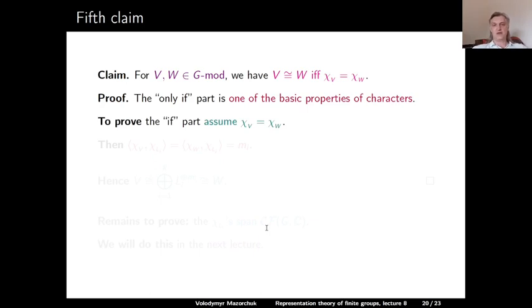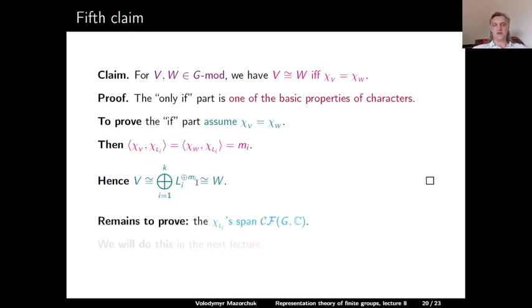So let us assume that we have two modules V and W whose characters are equal. But then if we take the scalar product of this common character with any simple module, we will get the same number, of course, mi, which means that the multiplicity of each simple module in V and W is the same. So in particular, both V and W are isomorphic to the direct sum of these simples Li with this common multiplicity mi. And this proves the claim. So from the big theorem, the only thing which is not proved is that the characters of simple modules span the algebra of class functions as a linear space. So this will be proved in the next lecture.